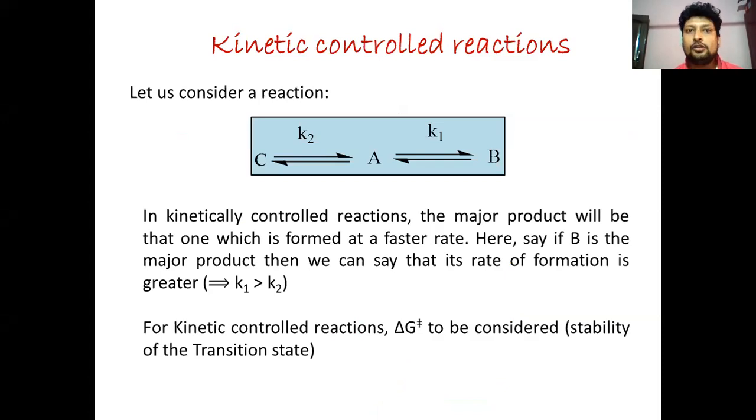Now, in a kinetically controlled reaction, the major product will be the one which is formed at a faster rate. That is, if here we are considering B to be the major product under this kinetically controlled state, then we can definitely say that K1 is greater than K2. For a kinetically controlled reaction, basically we are considering delta G double dagger here. That means the stability of the transition state is considered for predicting the product of the reaction.